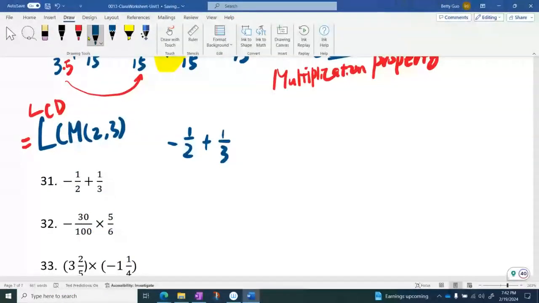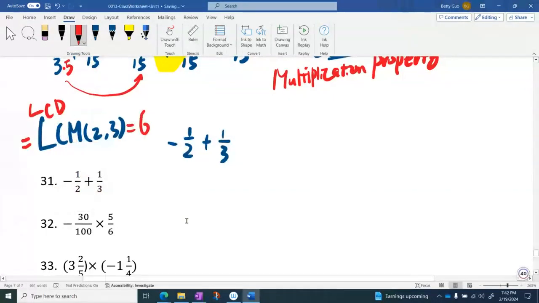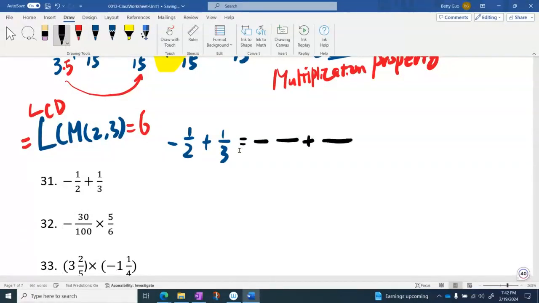LCM of 2 and 3 is 6 because 2 is prime, 3 is prime, 2 and 3 are co-prime. Their LCM is their product, 6. Okay, so that means we are going to rewrite both of the two fractions as their equivalent fractions with the denominator 6. Okay, how do we go from 2 to 6? By multiplying a factor.